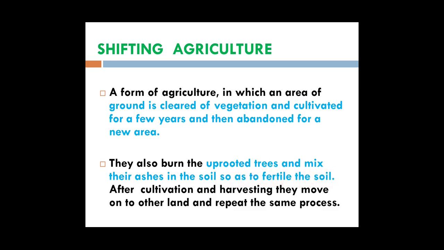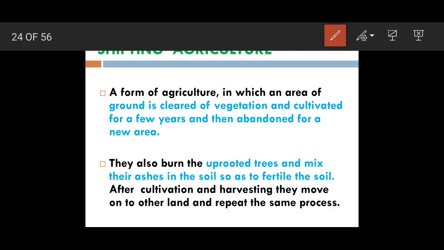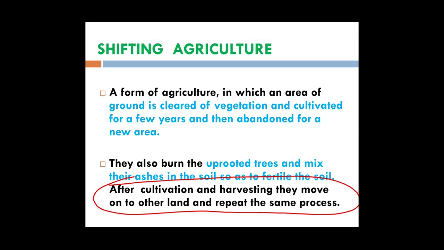So when these people clear part of a forest, they burn the trees which they cut down, and then the ashes of these trees are mixed with the soil to increase the fertility so that the soil becomes good enough to grow crops. After cultivating and harvesting, they move to other land and repeat the same process. So like this, they keep on moving from one area to another, and like this they cut a part of forest, and they accelerate the rate of deforestation, soil erosion, and so on. So it's a big environmental concern.